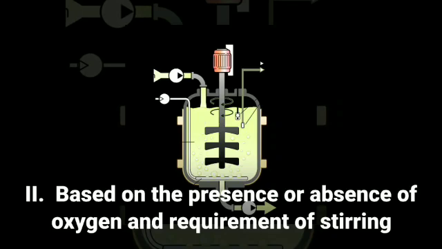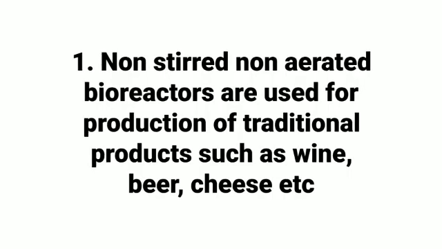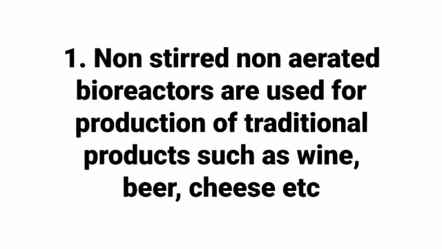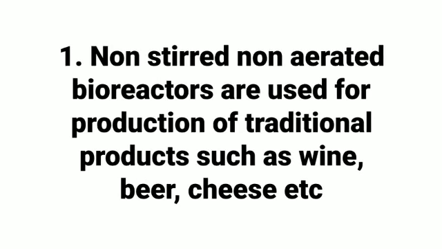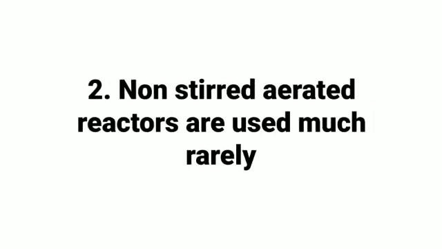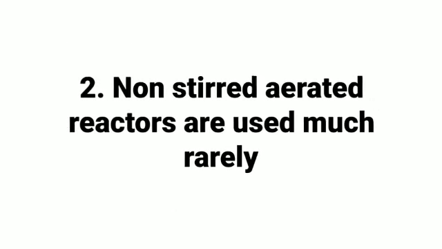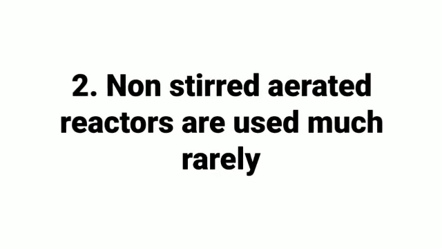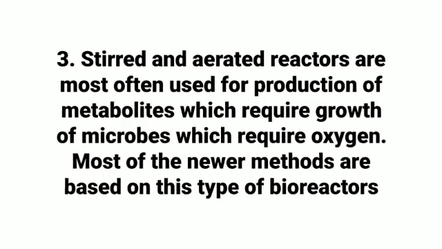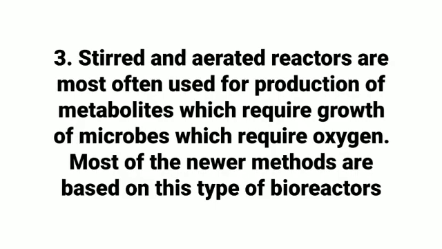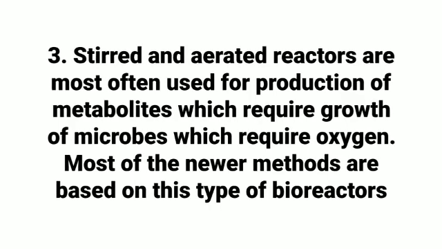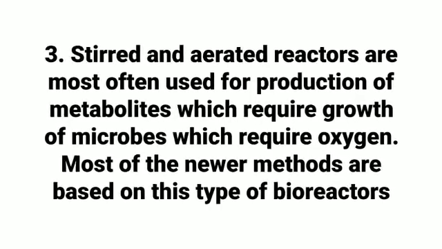Second, based on the presence or absence of oxygen and requirement of stirring. First one, non-stirred, non-aerated bioreactors. These are used for the production of traditional products such as wine, beer, cheese, etc. Second one is non-stirred aerated reactors. These are used much more rarely. Third one, stirred and aerated reactors. These are most often used for the production of metabolites which require growth of microbes which require oxygen. Most of the newer methods are based on this type of bioreactor.